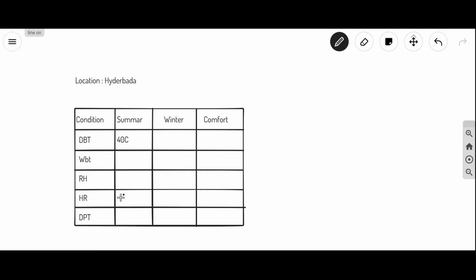40°C and 130 grains per pound. 10°C, 8°C, 24°C. So find out the remaining values. Find out the remaining here. Everyone needs to find out the remaining values.